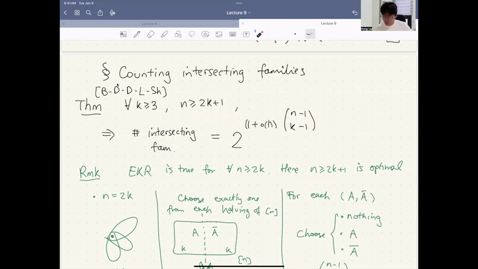Now let's see how we prove this. With the binary machinery, it's fairly simple to prove. The proof can be summarized in two sentences. Well, we want to use containers, so we're going to phrase counting intersecting families in terms of counting independent sets in the Kneser graph, and use the Kleitman-Winston graph container theorem.